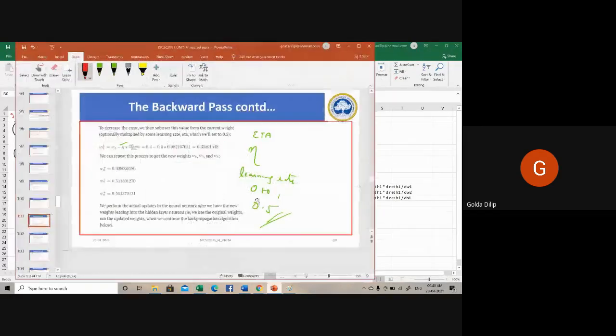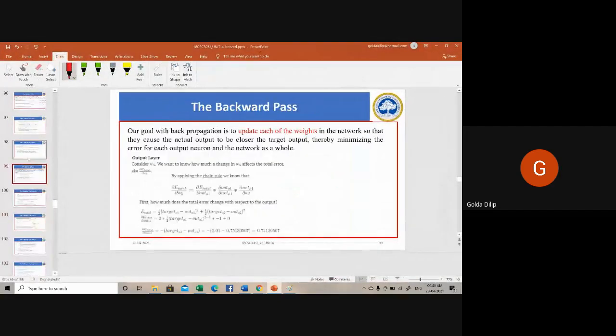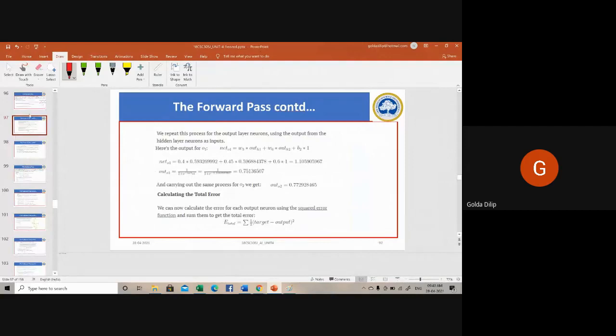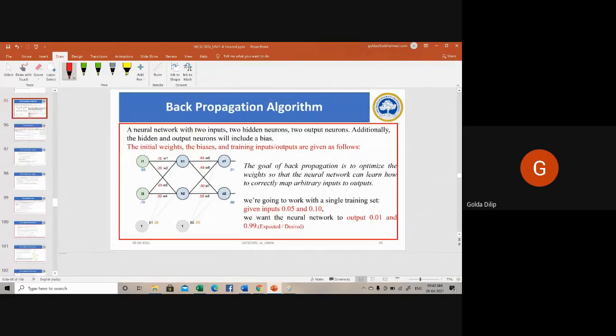Then there is an example here with numerical values. You can go through it. The equations and other things I've taught you. For this network, you can go through this and do this. Don't just copy blindly from the PPT. Do this and submit it as an assignment in the GCR.